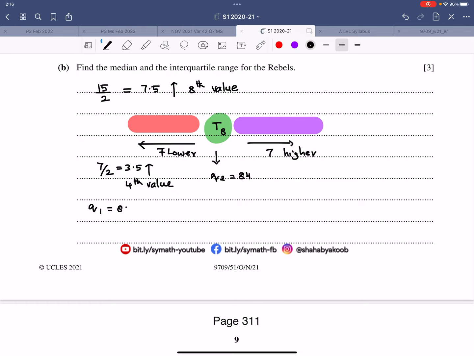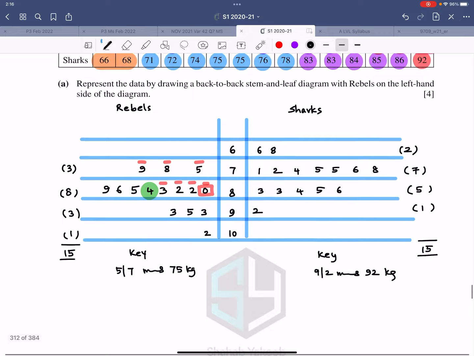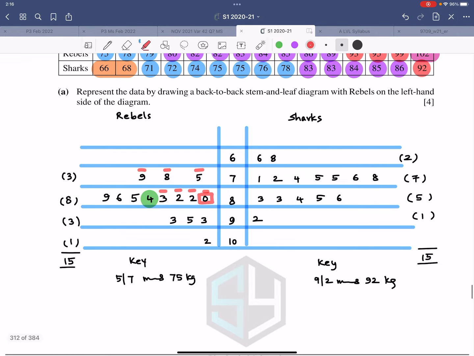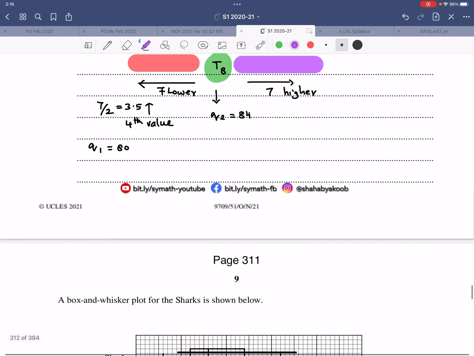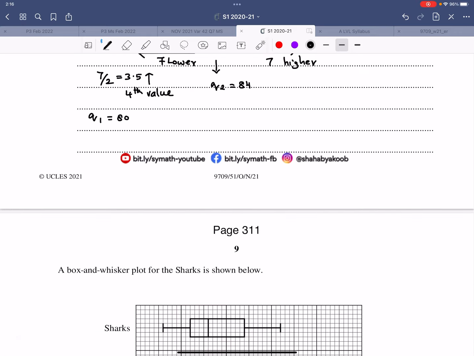From the bigger 7 values, let me choose this. That is 1, 2, 3, 4, 5, 6, 7. So 1, 2, 3 and 4. This one, 3/9 is 93. So therefore, Q3 comes out to be 93. And hence the interquartile range is upper quartile minus lower quartile. That is 93 minus 80, which comes out to be 13. So this is the working for this particular part.